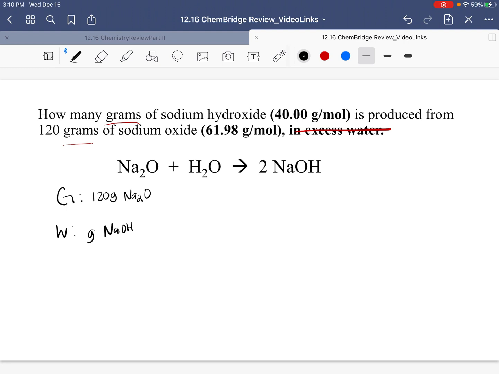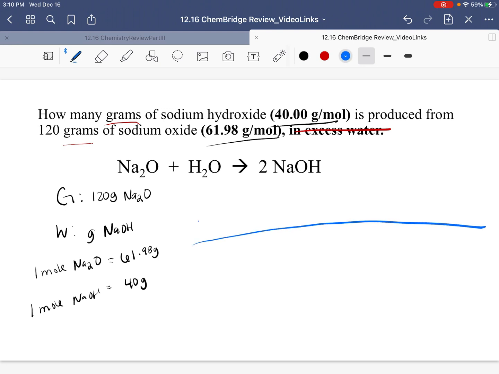So from here, class, I know I'm going from grams to grams, so I have to put my conversion factors. I have 1 mole of sodium oxide and 1 mole of sodium hydroxide. Luckily, they gave us the molar mass here. So sodium hydroxide is 40 grams and sodium oxide is 61.98 grams per mole. So from here, guys, I have everything I need. I just need to start my setup.